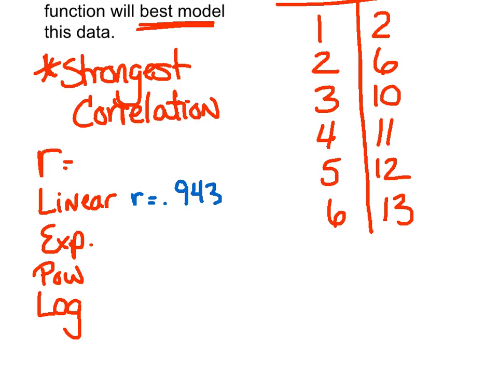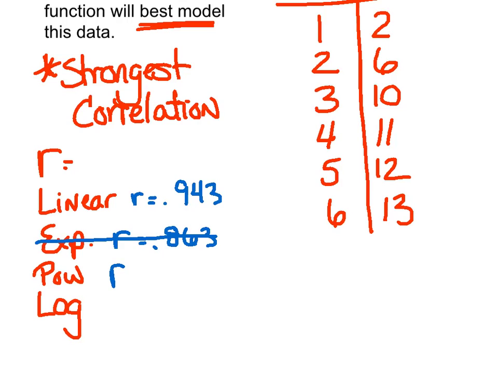Now let's see if we can get any stronger. You don't have to retype these in, clearly they're in there already. We're just going to go to our home screen and do our stat, arrow over to calc, and this time choose exponential. When I pull the exponential, I get a 0.863. Now I'm going to scratch that one already because that's already less than the linear. That is not the strongest.